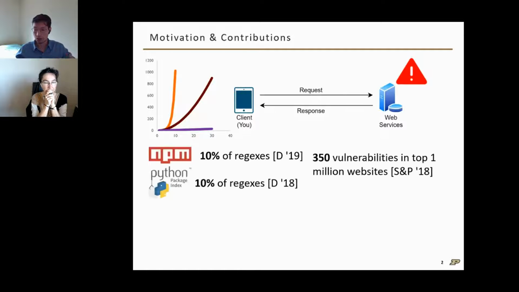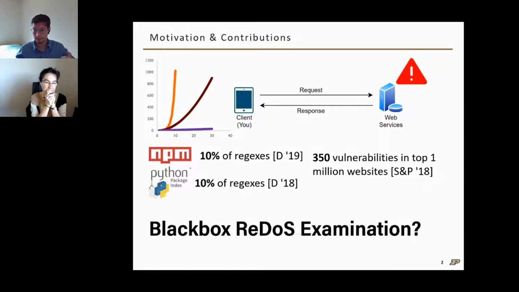Previous studies have shown that 10% of regular expressions in NPM and pip are vulnerable, and that there are 350 vulnerabilities in the top 1 million websites by traffic. However, those studies assume having knowledge about the server implementation, and we wonder if we can study ReDoS with a weaker threat model.